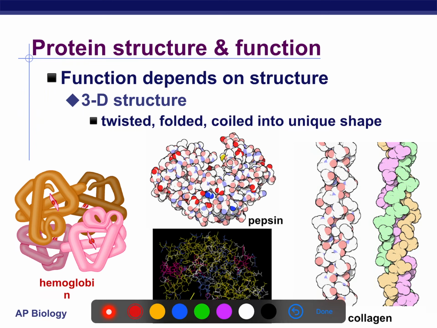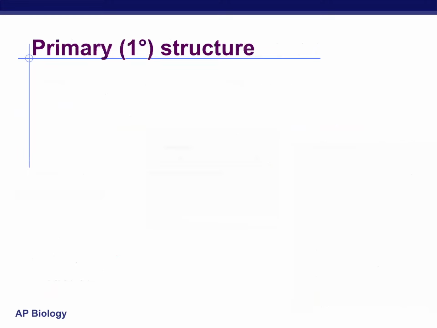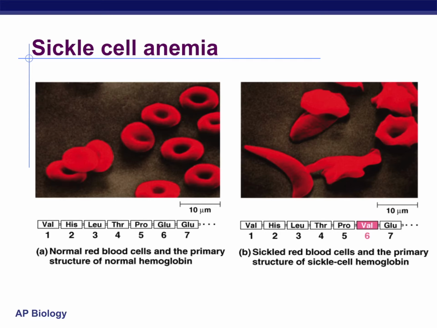Okay, so let's talk about protein structure and function. The structure of a protein is going to determine the function that it serves. If it's twisted or folded or coiled, all those different proteins, because of the shape they are, are going to have different jobs in cellular processes. So how do we get to this structure? The primary structure of the protein is just the order of amino acids. So, I have a histidine and then a lysine and then a glutamic acid. The order that those amino acids go in is just that primary structure.